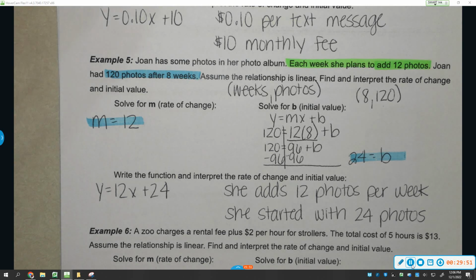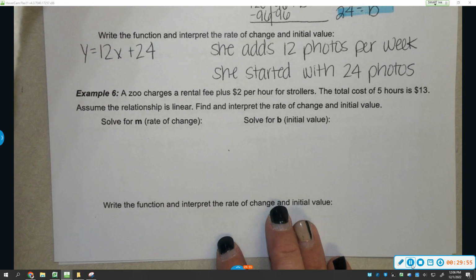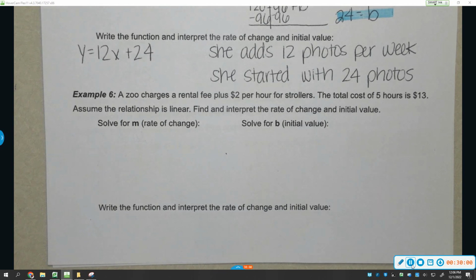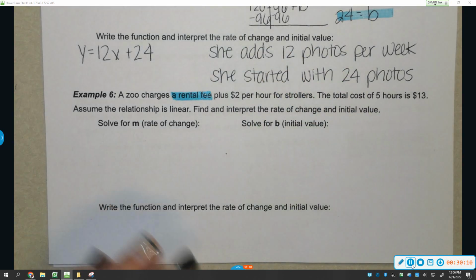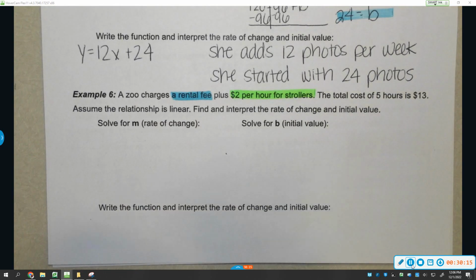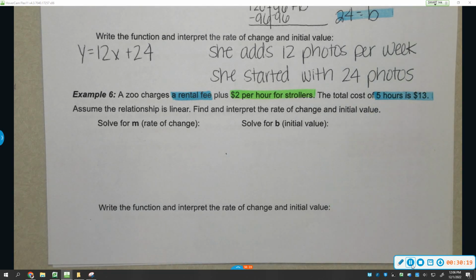All right. And then we'll do example 6, and you'll try Got It problem C on your own. Example 6 is really similar to Got It Problem C, so it should be fairly simple for you. Example 6 says, a zoo charges a rental fee plus $2 per hour for strollers. The total cost of 5 hours is $13. Assume the relationship is linear, find and interpret the rate of change and the initial value.